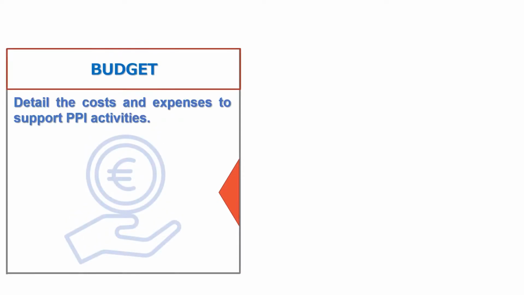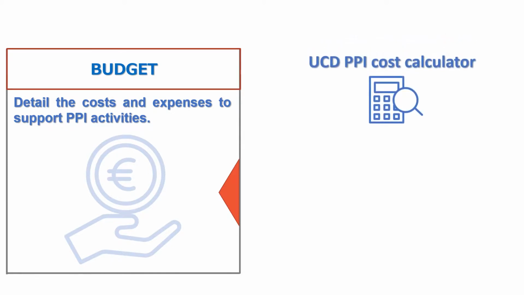Next, we move to budget. Here we detail the costs and expenses to support PPI activities. Here you can link in with the UCD PPI cost calculator, which you can find on our website. PPI representatives should have costs covered for their participation, and these must be factored into the budget.